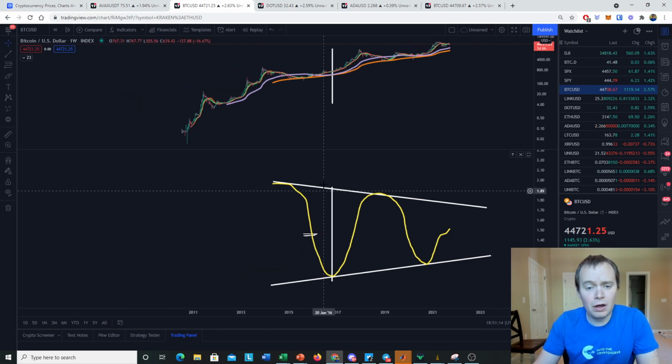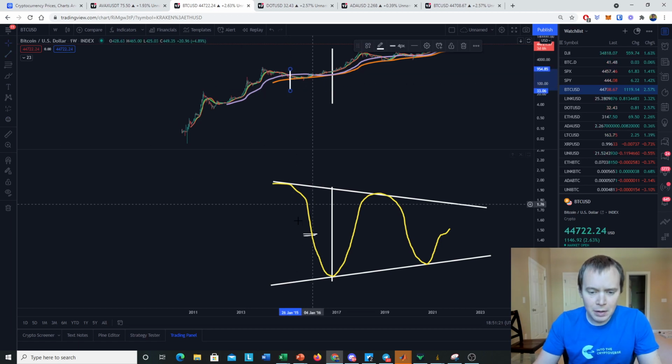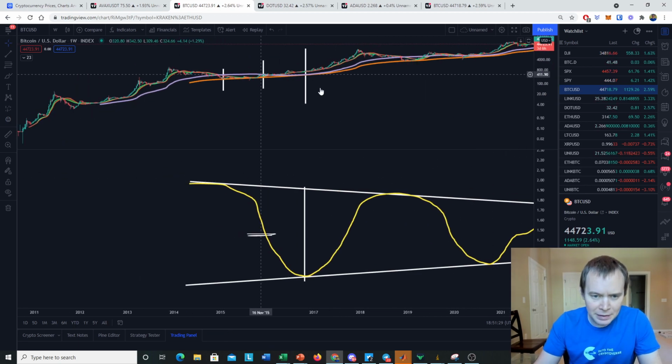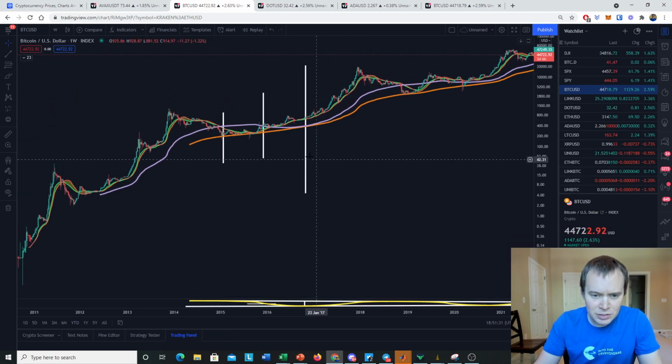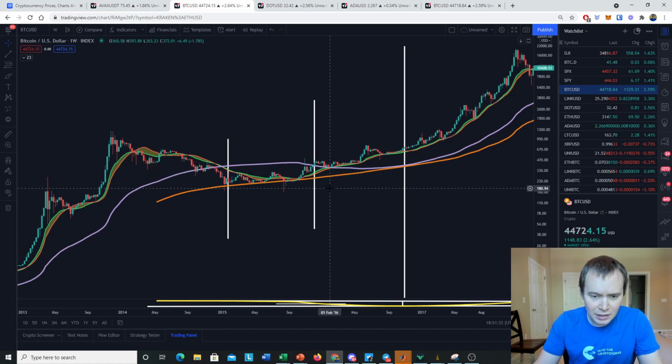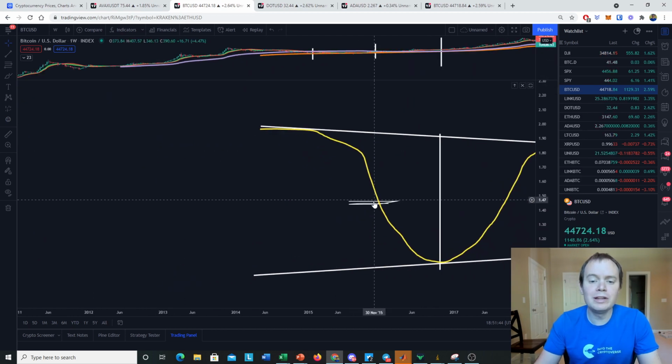Now, it did not call the bottom. As we know, the bottom was over here. But it at least called the change in momentum, right here. And if we go look at what happened at that time, if we zoom in, we can in fact see that it corresponded to right before Bitcoin held the 20-week moving average. So it was a signal that in the long term, things were slowly shifting.